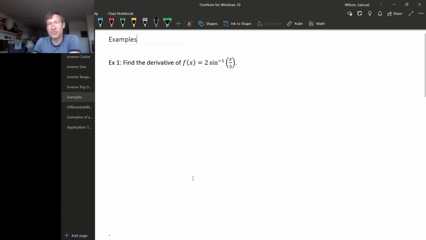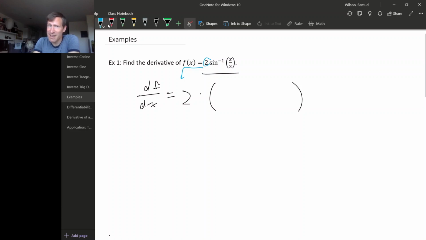Let's look at some examples of using the derivatives of the inverse trig functions. To start out, let's find the derivative of the function 2 times inverse sine of x over 3. The constant multiple rule says we can just write down the constant multiple of 2 and then take the derivative of everything that's left.